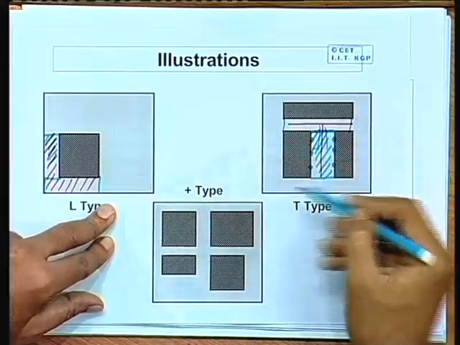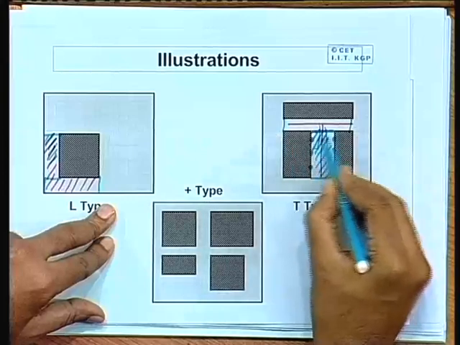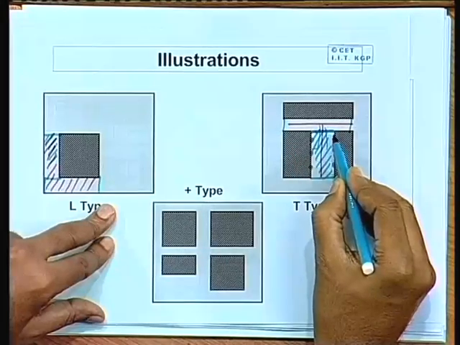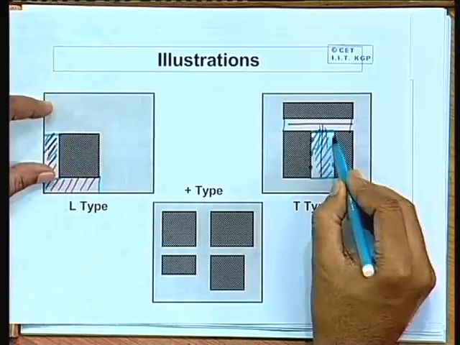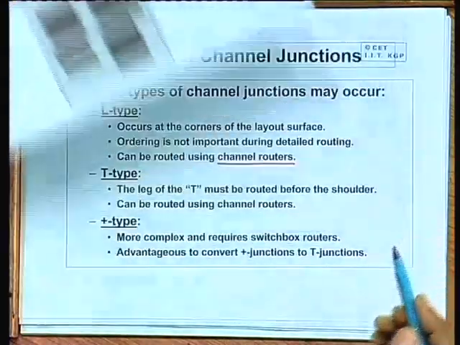But if you do it the other way around, you will be in problem. You cannot treat this as a whole channel with a hole in between. It becomes more difficult to handle. So, the leg of the T is handled first, then the shoulder. Okay.